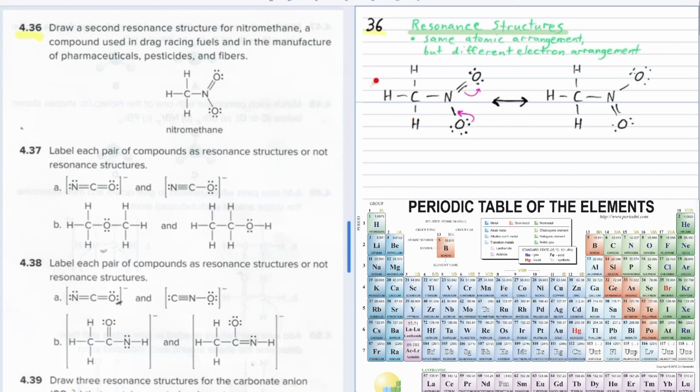So you see how the atoms are in the same positions. They're connected to each other. So the carbon is still connected to these 4 atoms. This nitrogen is still connected to these 3 atoms, but the bonds are drawn a little bit differently. So that's how resonance structures work.